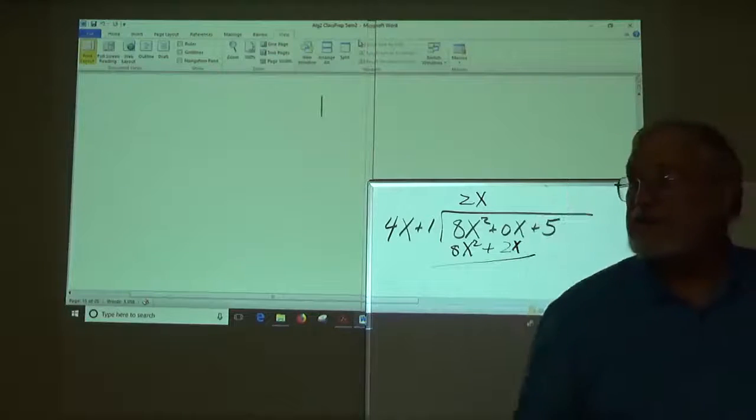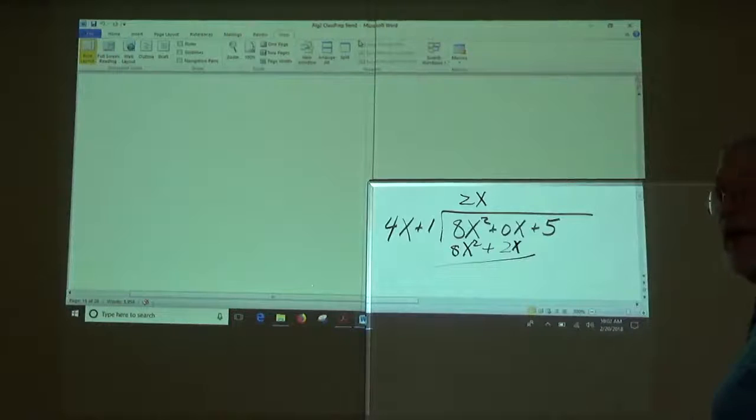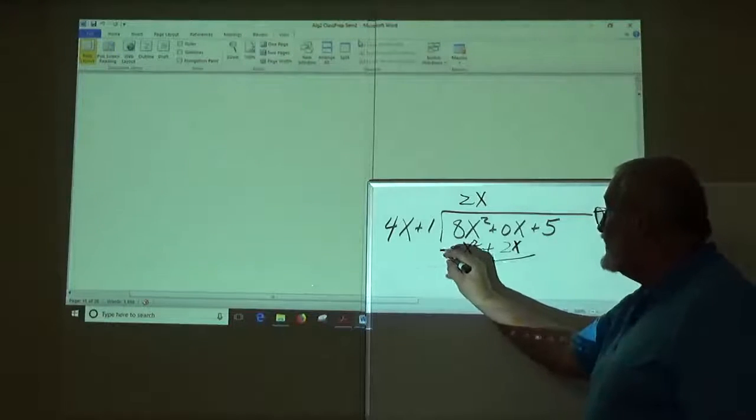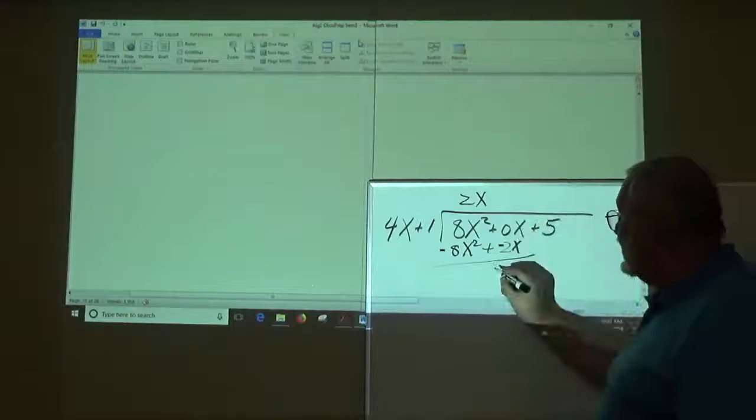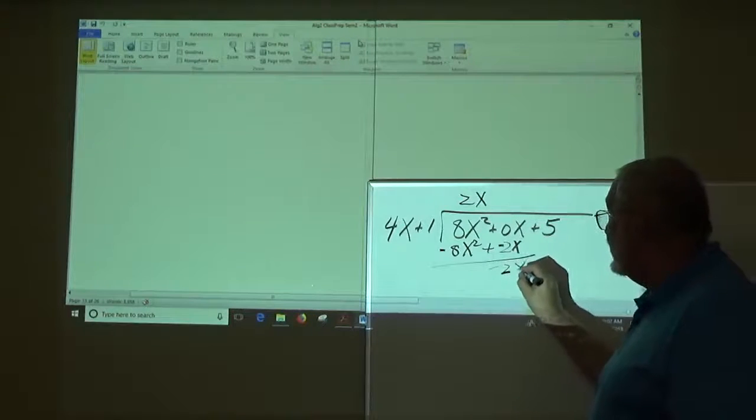Okay, what do I do next? Multiply by negative 1. This is negative, this is negative. When I add these two, I get 0. When I add these two, I get negative 2x.